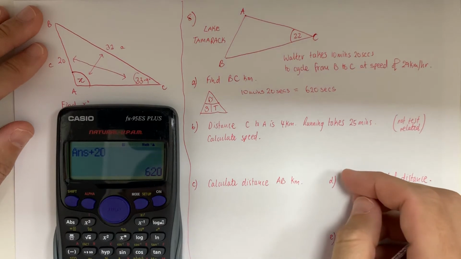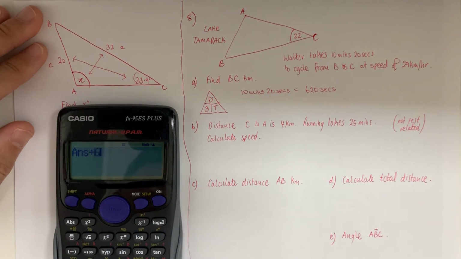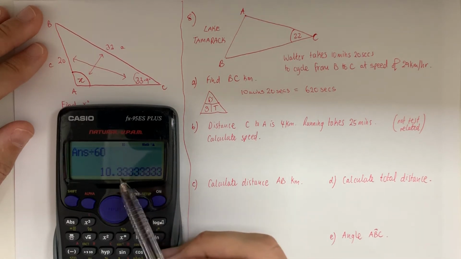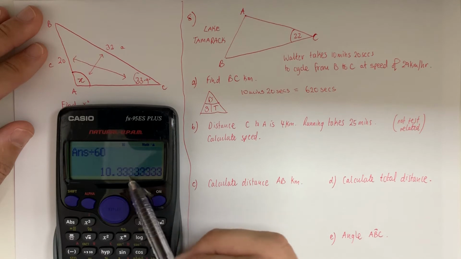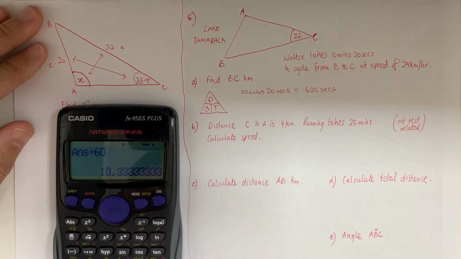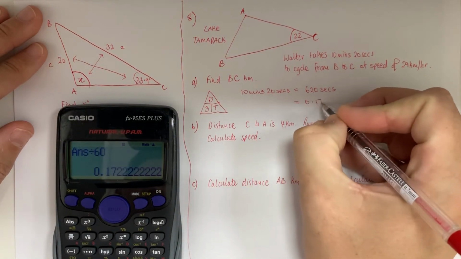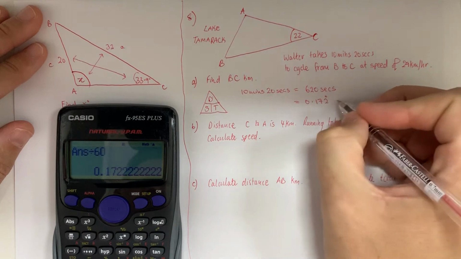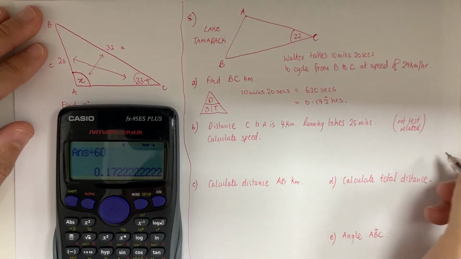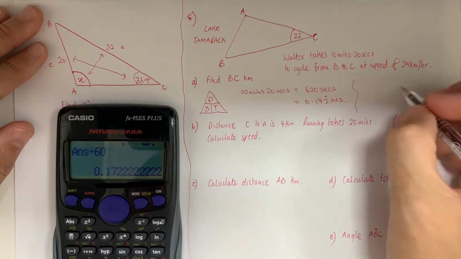Now how do I change that into minutes? I divide it by 60, so that's how many minutes there are. So you can see that 20 seconds is actually a third of a minute, we already know that. And then how do I change it into hours? I divide it by 60 again. So in hours, it's 0.172 recurring hours.